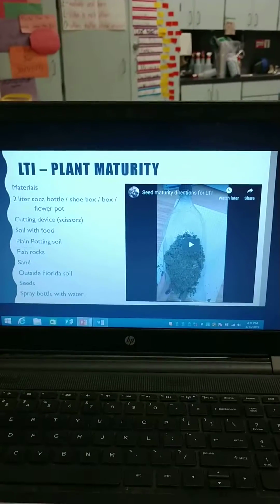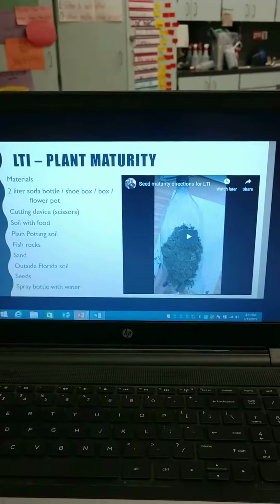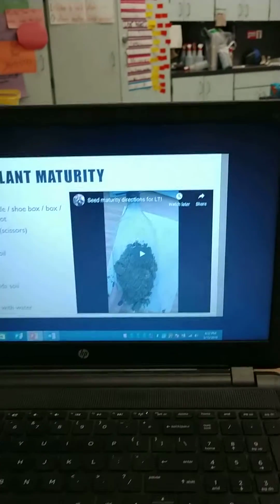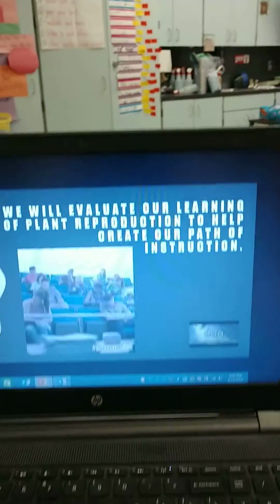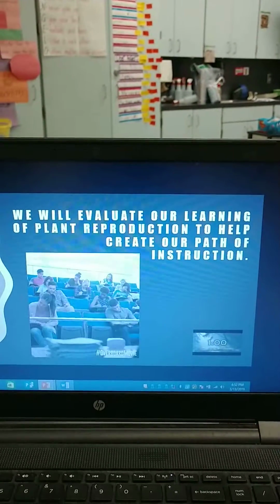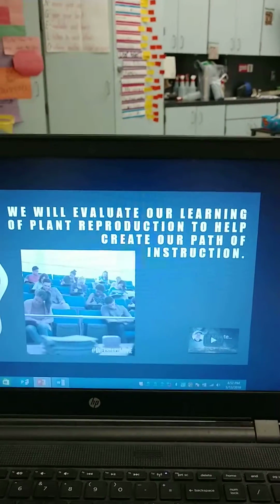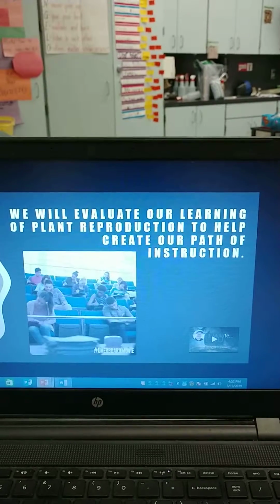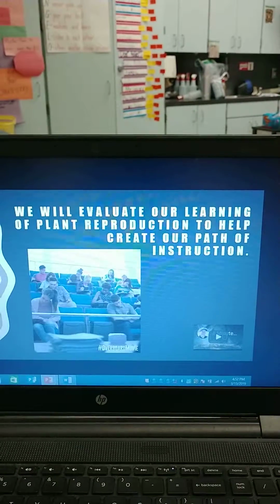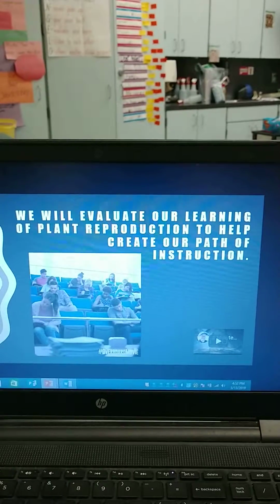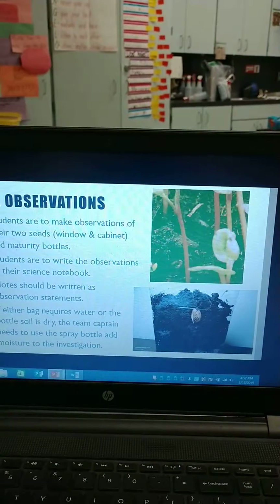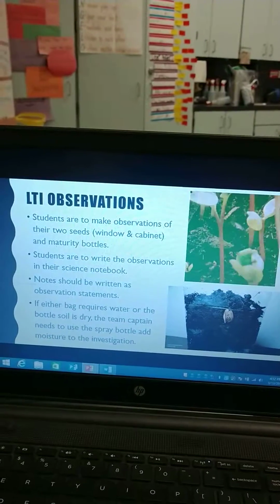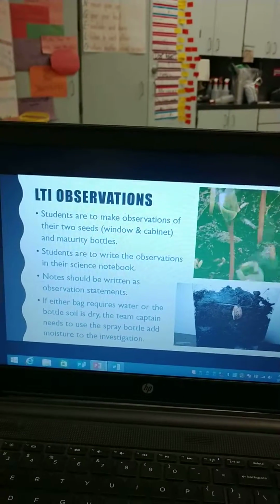And then we will have a quiz on Friday. And Friday's learning target, so Friday the 15th, we will have a quiz. And it says we will evaluate our learning of plant reproduction to help create a path of instruction. So it's a little mini quiz to kind of test on what we've done before going on spring break so they don't forget. And then they'll make observations from their new LTI, our old LTI of seed germination.